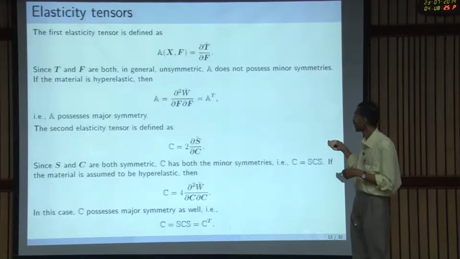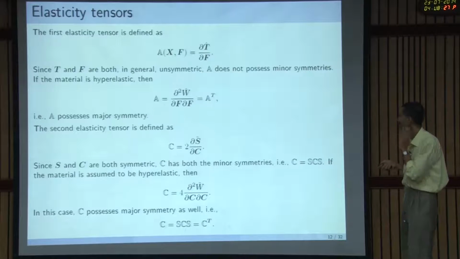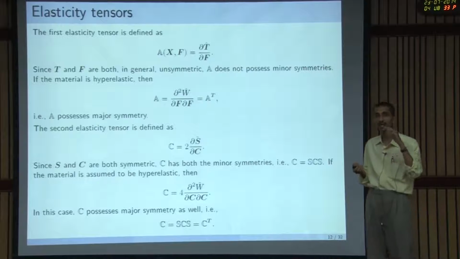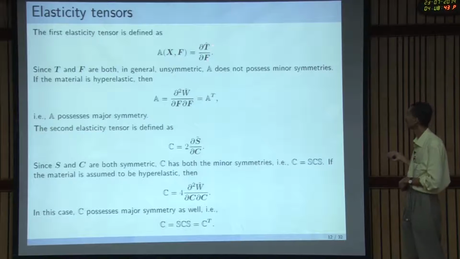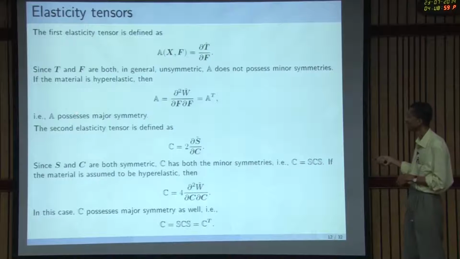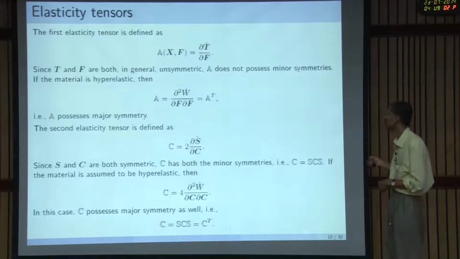Now let us look at some background material for what are the various criteria that others have proposed. In order to understand that, we need these tensors. This is the first elasticity tensor, which is the derivative of the first Euler-Markov stress with respect to the deformation gradient. Since in general these both are unsymmetric, A does not possess minor symmetries. But if it is hyperelastic, then it will possess major symmetries but not minor symmetries. That's what's written here.